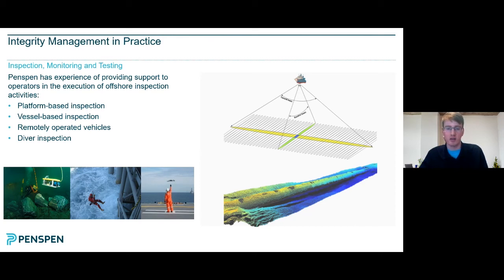And these are the kind of things that Penspen as a consultancy can support operators in ascertaining: what tools and technology is available on the market, what's suitable for them, the types of vendors that are available on the market as well. The number of pipelines that might be determined as unpiggable has reduced over the last 10 or 20 years as inspection vendors have developed more novel and bespoke solutions, but there are still instances where ILI isn't possible, and then again there's then opportunity for alternative inspection methods to be adopted.